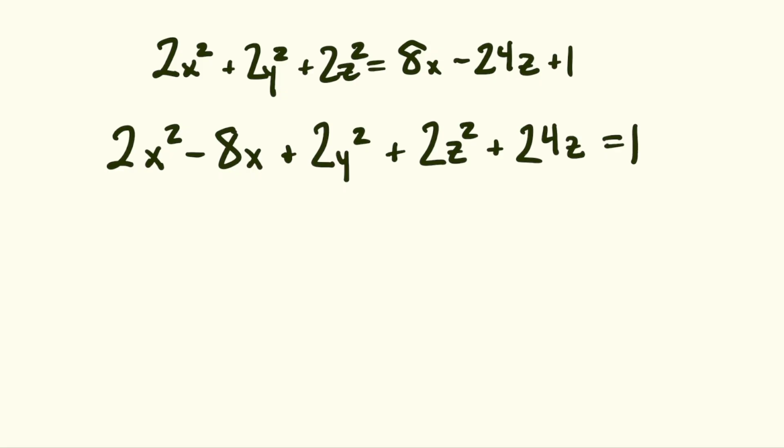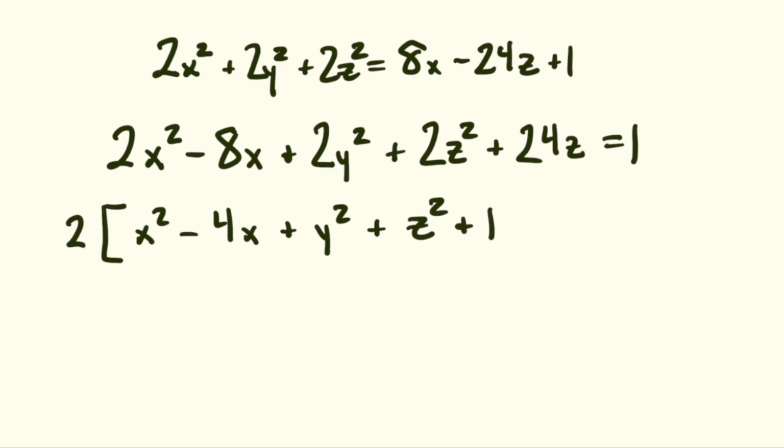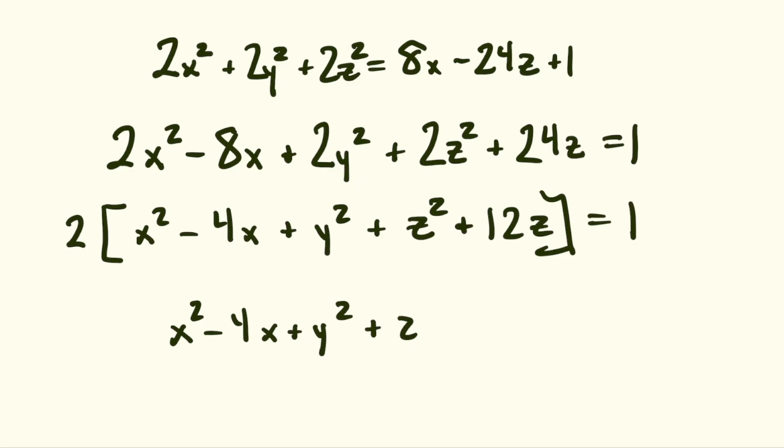Now at this point, you notice that every single one of these variables has a 2 in front of it. So let's just pull that out. Let's make it a little bit easier: 2(x² − 4x + y² + z² + 12z) = 1. And let's actually move that 2 over to the right-hand side, so we're going to divide both sides by 2. All right, so this looks a lot better. It looks a lot closer.